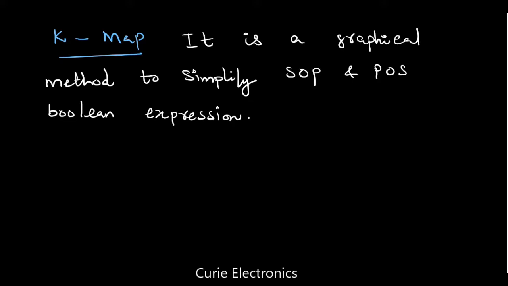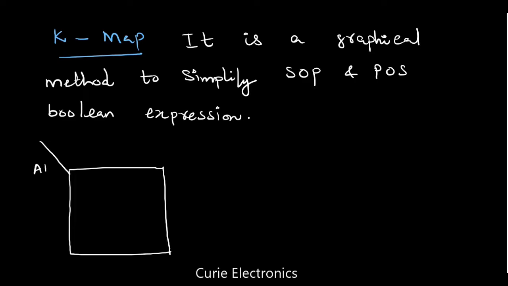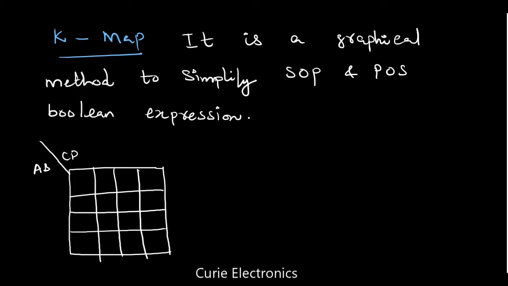In a K-map, we have a concept called cells. Simply, a K-map consists of cells. This is a 4 variable K-map. Here each box is called a cell. Each box is known as a cell. In the K-map, we can put the Boolean expression as values of ones and zeros in cells.